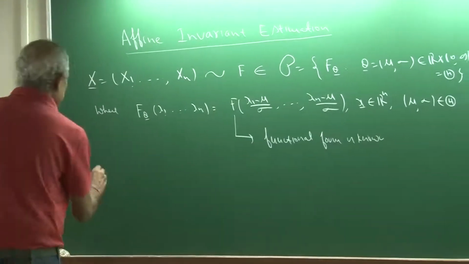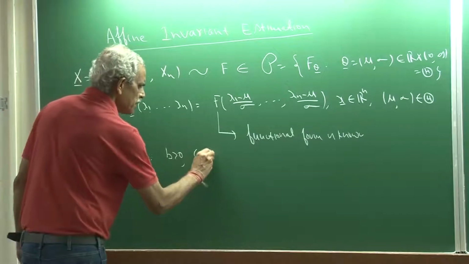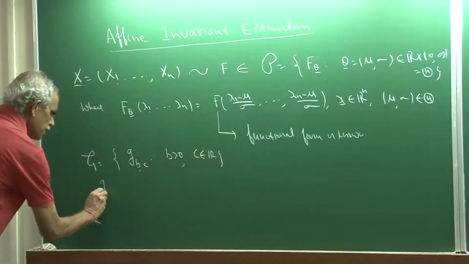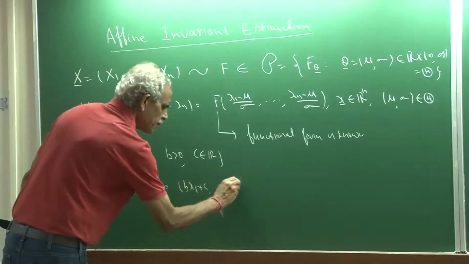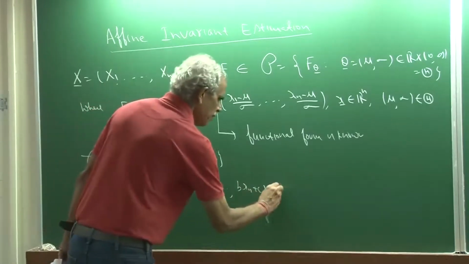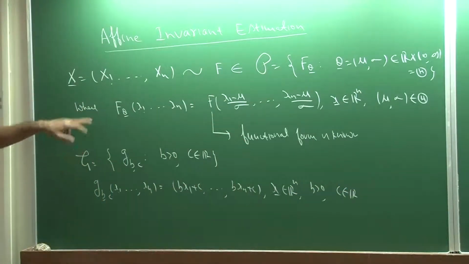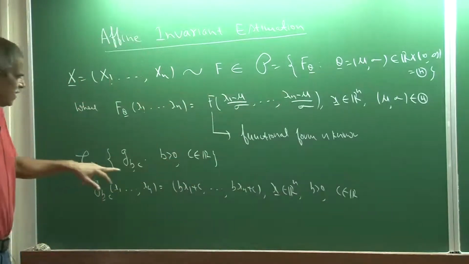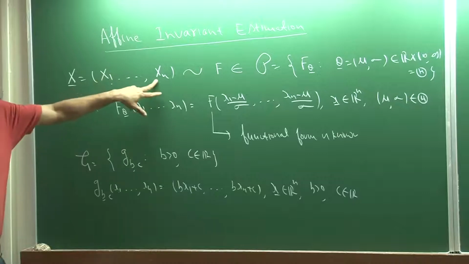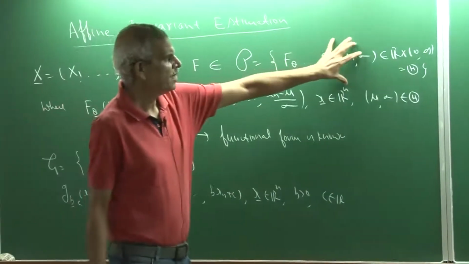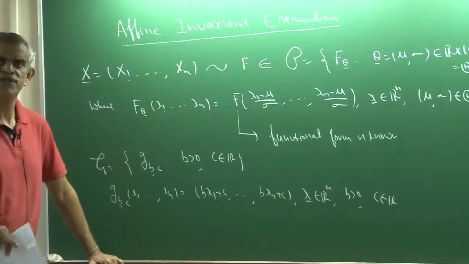Now in this case, the appropriate group of transformations could be G_bc, where b is positive and c is in the whole of R, where G_bc of x1, x2, ..., xn is bx1 plus c, ..., bxn plus c, x belongs to R^n, b positive, c belongs to R. We saw that this family of distributions remains invariant under this group of transformations. What that means is, if I apply G_bc to the random vector X, that is, I consider bx1 plus c, ..., bxn plus c, I again get a distribution in the same family, except that now mu changes to b mu plus c and sigma changes to b sigma.